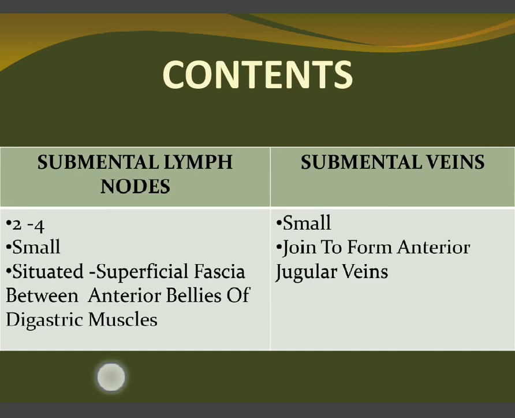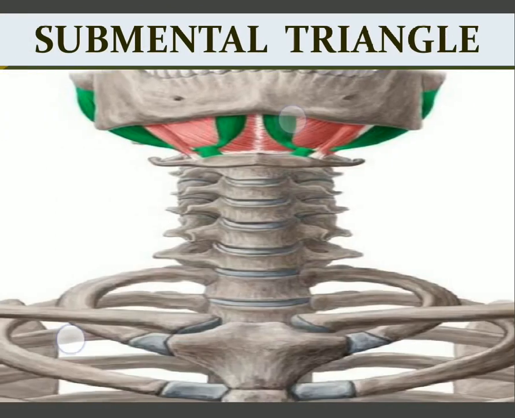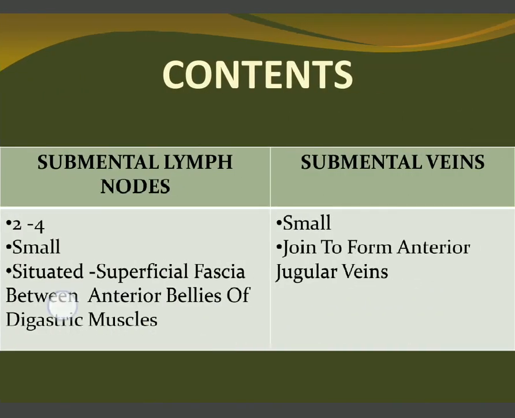Contents. As it is the submental triangle, it contains submental lymph nodes and submental veins. There are 2 to 4 small lymph nodes situated in the superficial fascia between the anterior bellies of the digastric muscles. These are the anterior bellies of the digastric. In between them, here in the superficial fascia, there is a very small group of 2 to 4 lymph nodes and they are known as submental lymph nodes. It also contains submental veins which are small and they join to form the anterior jugular vein. So that's all about the submental triangle.